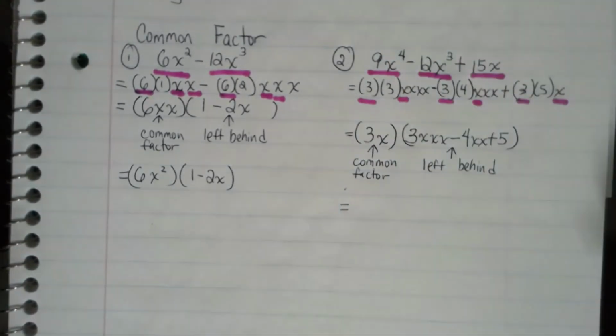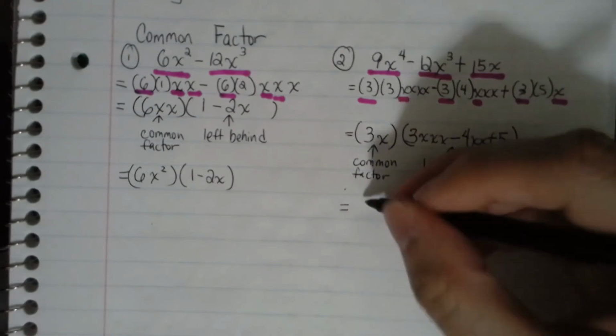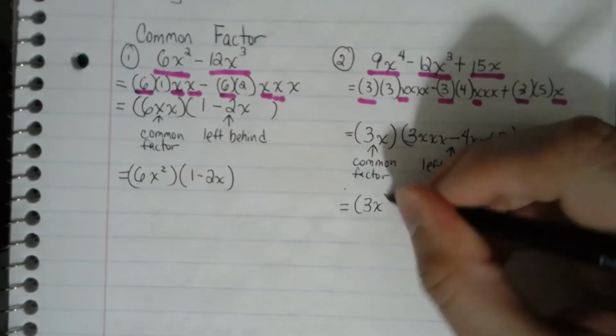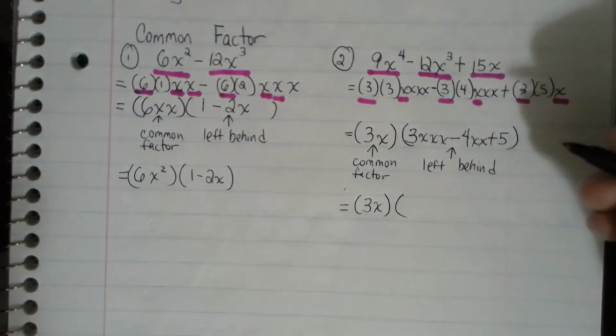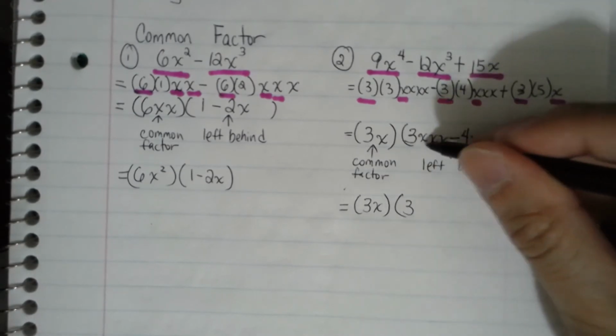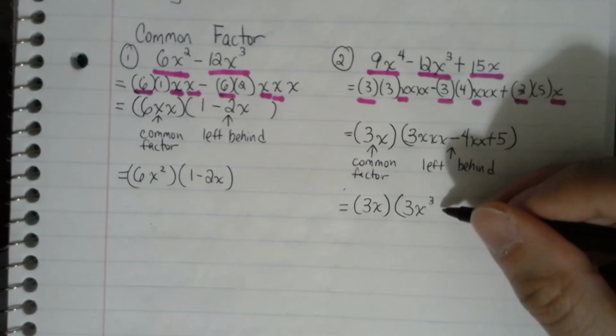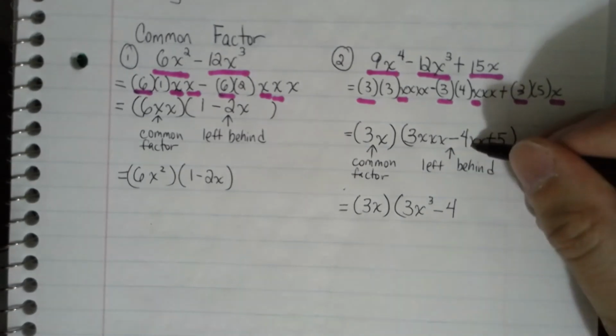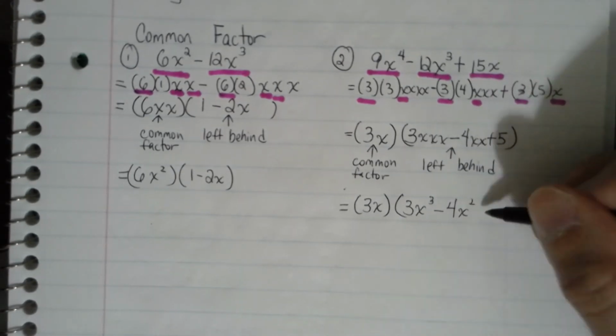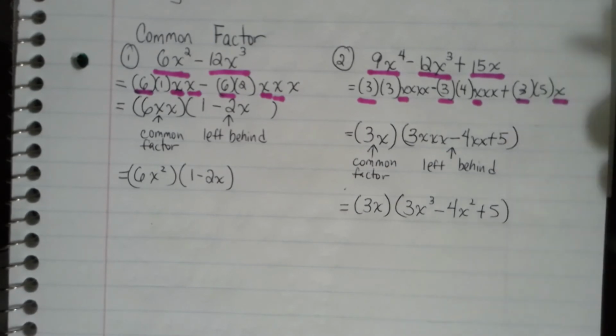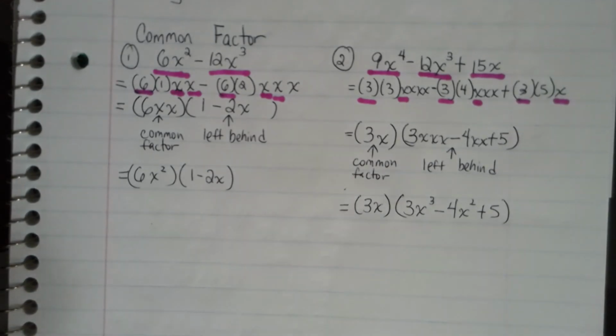To finish this off, all we've got to do is simplify this right here. So we have a common factor of 3x, and what is left behind is 3, and x times x times x is x cubed, minus 4, x times x is x squared, plus 5. And we have finished factoring this algebraic expression.